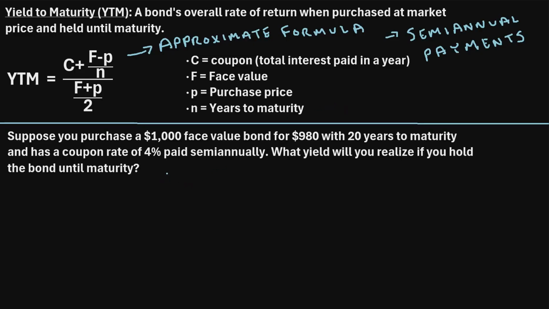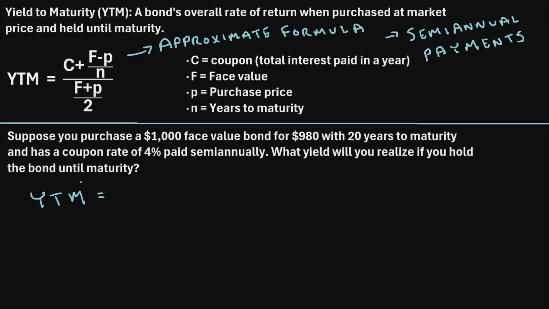This example says, suppose you purchase a $1,000 face value bond for $980 with 20 years to maturity and has a coupon rate of 4% paid semi-annually. What yield will you realize if you hold the bond until maturity? So in other words, what is the yield to maturity? So to calculate that, let's use the formula that we just defined.